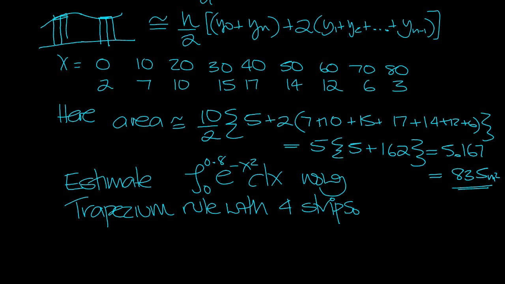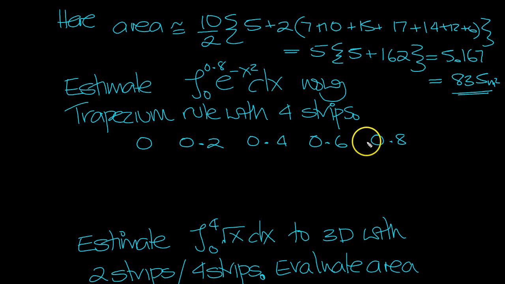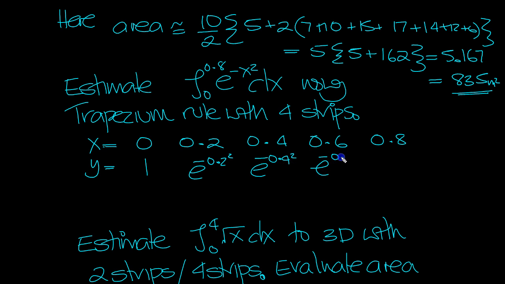Okay, so let's look at this next example now. Using trapezium with 4 strips between 0 and 0.8. 4 strips is 5 points, so it's 0.8 divided by 4, which is 0.2, isn't it? So that's 1 strip, 2 strips, 3 strips, 4 strips, so there's 5 ordinates on the x ordinate. And the y ordinates, well, it would be e to the 0 squared, minus 0 squared is 0, which is 1. Then we've got e to the minus 0.2 squared, e to the minus 0.4 squared, e to the minus 0.6 squared, e to the minus 0.8 squared.